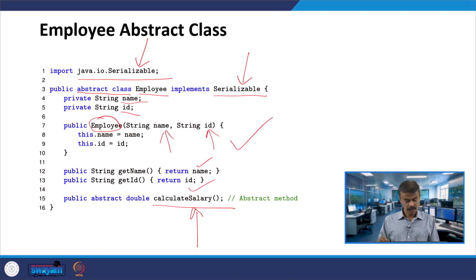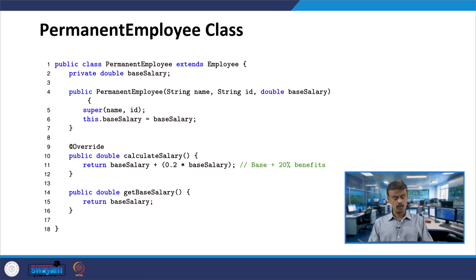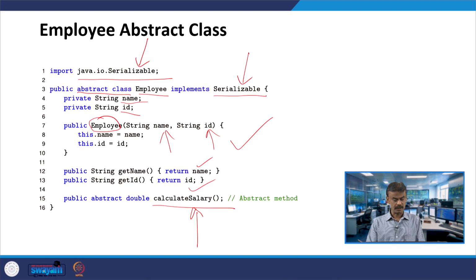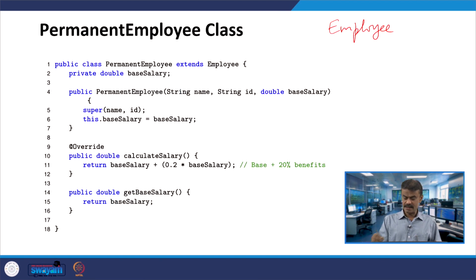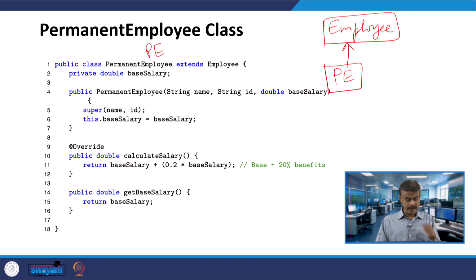So, this is your employee class, and now you have a permanent employee, which is extending Employee. Here Serializable is an interface, I will write it down. Employee is the abstract class, and the permanent employee is inheriting Employee. I put PE, where PE stands for permanent employee. So, PermanentEmployee is the class and here you have base salary.